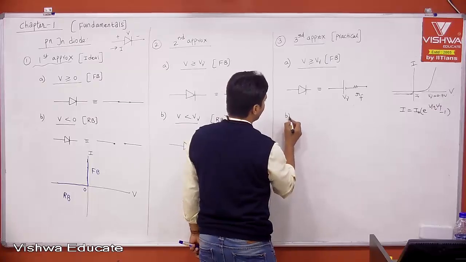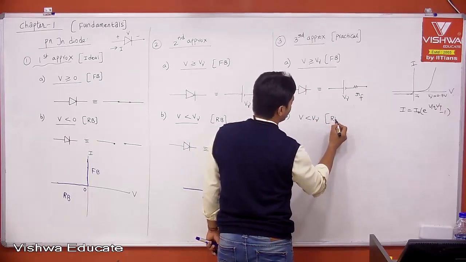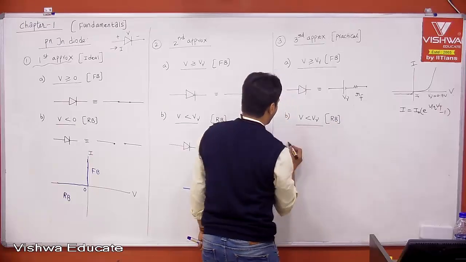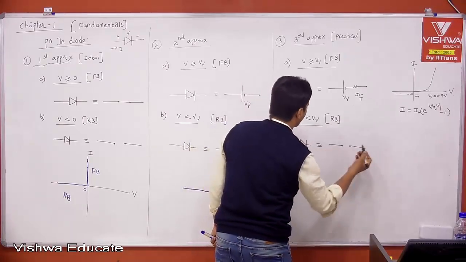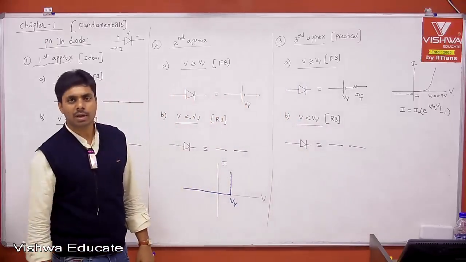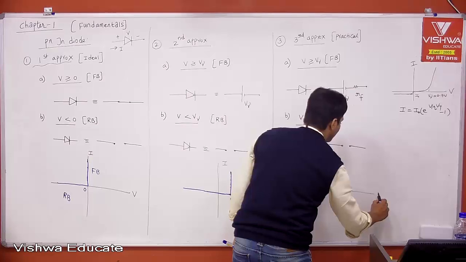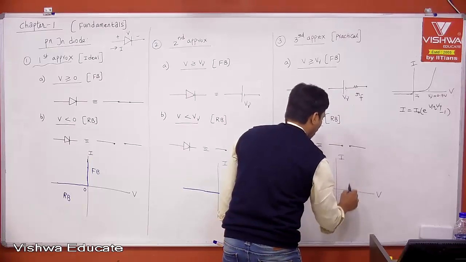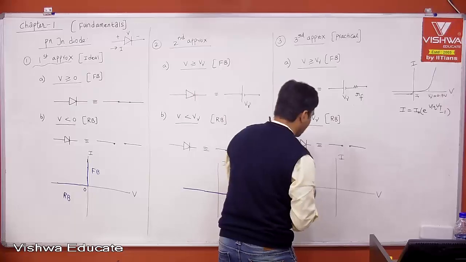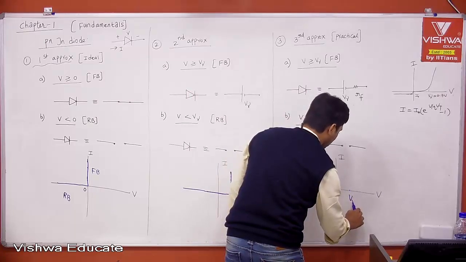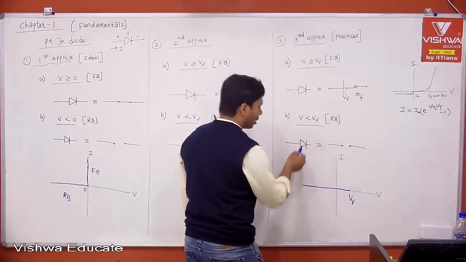Now, the reverse bias case: when V is less than V gamma, this is nothing but reverse bias. Then your PN junction diode is open. It is always open, neglecting the reverse saturation current. Now, if you draw the VI characteristics up to V gamma, current is not there, meaning less than V gamma it is absolutely open.